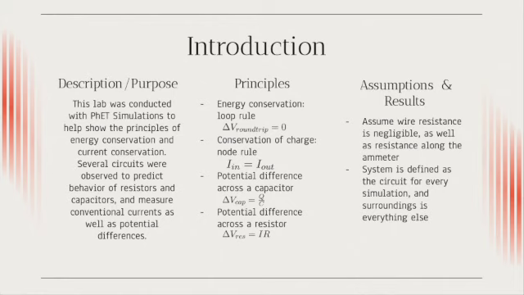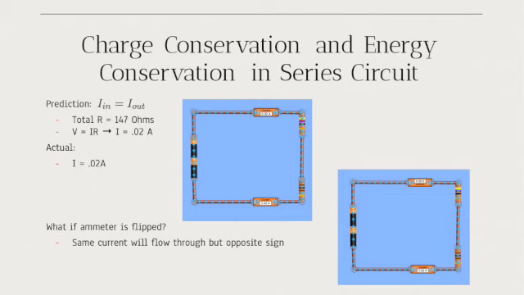Assumptions and results. So we're going to assume the wire resistance is negligible as well as resistance along the ammeter, and the system is defined as a circuit for every simulation and surrounding is everything else. So the first simulation will go over charge conservation and energy conservation in a series circuit.